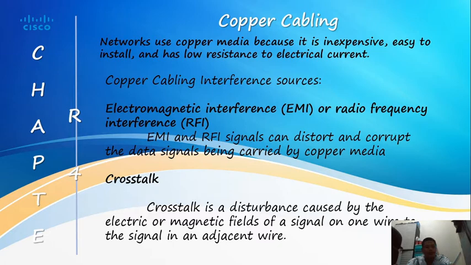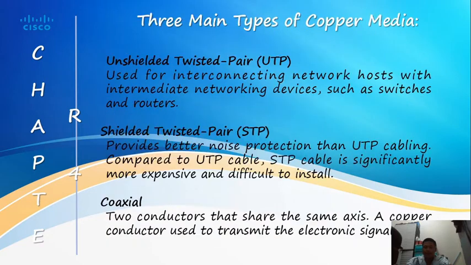Copper cabling interference sources: electromagnetic interference, or EMI, and radio frequency interference, or RFI. EMI and RFI signals can distort and corrupt the data signal being carried by copper media. Crosstalk is a disturbance caused by the electric or magnetic fields of a signal on one wire interfering with the signal in an adjacent wire.